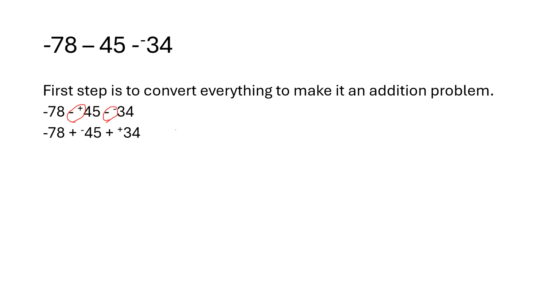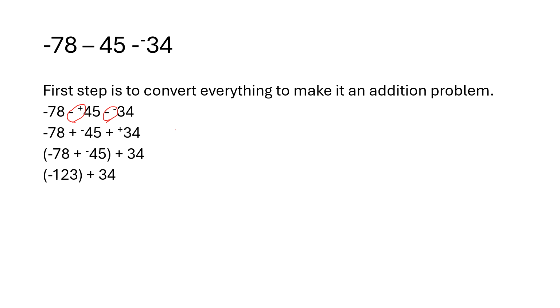And then a minus negative. Negative times a negative is a positive. So we can convert that to plus positive 34. And so we can combine our positives and negatives together, since it's all addition now. So we group our negatives. So we have negative 78 plus a negative 45. And then our positives, we have a plus 34 right there. We're not combining that with anything yet.